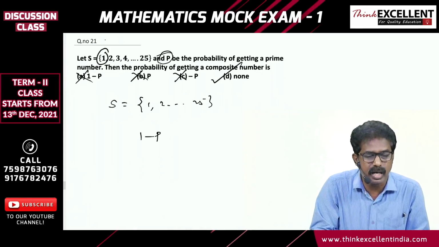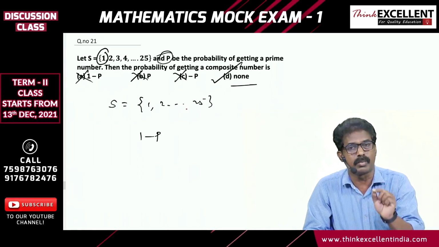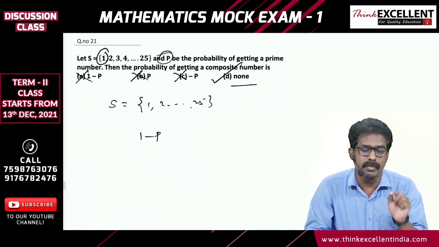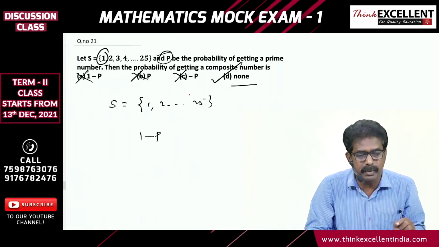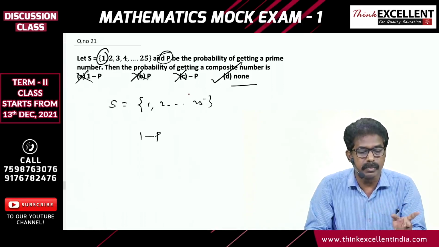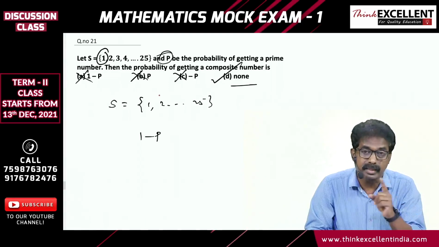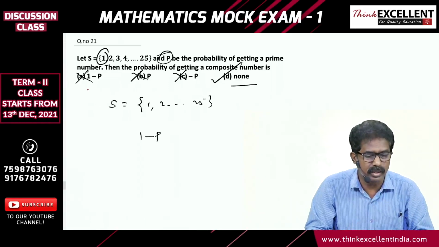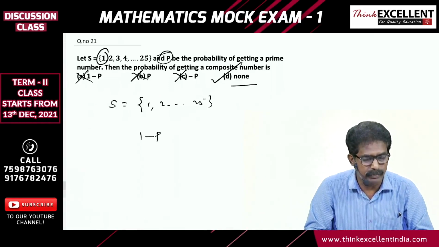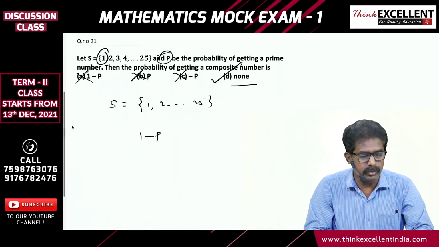So here composite number, you can't write it as some probability in terms of P. Okay, so here the answer is none of these. Only one concept you remember: 1 is neither prime nor composite. So P is prime number. So the composite number means everything you will get except that 1. So you can't give 1 minus P as your answer. Now let's move on to question number 22.